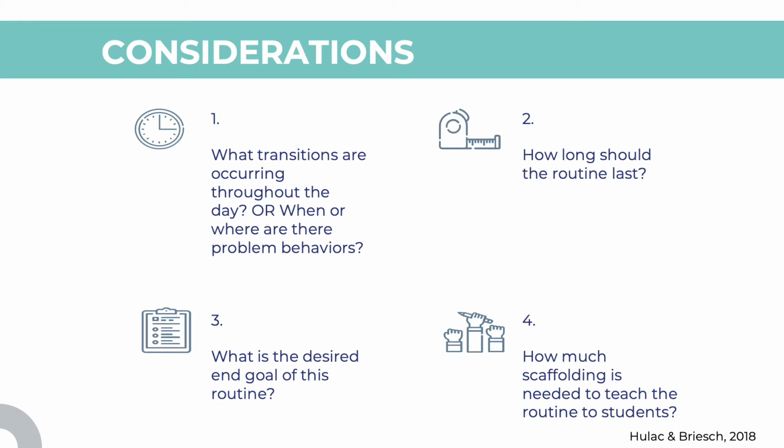First, what transitions are occurring throughout the day? Or when or where are there problem behaviors? Transitions are typically the time periods during the day where there's a lot of disruptive behaviors going on. So these might be the time periods where you want to have a classroom routine to reduce these disruptive behaviors. But there may be other time periods during the day where there are disruptive behaviors that you would like to reduce as well.